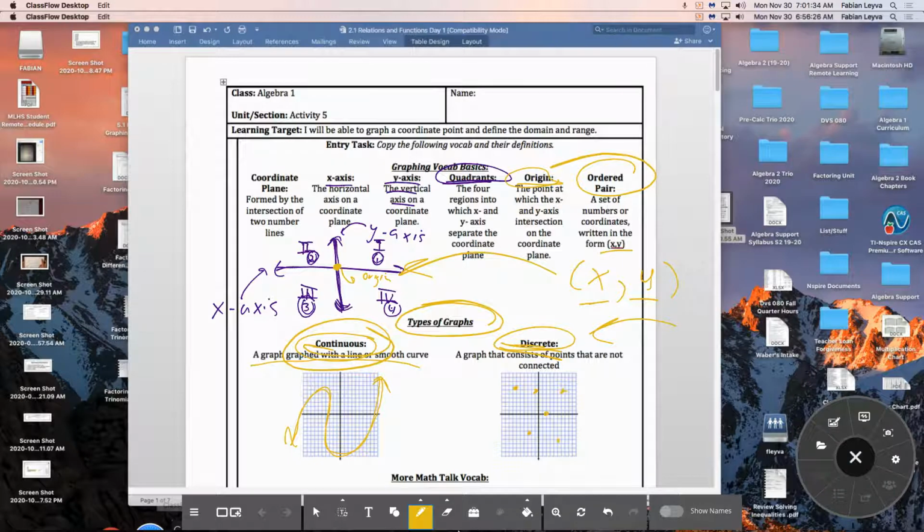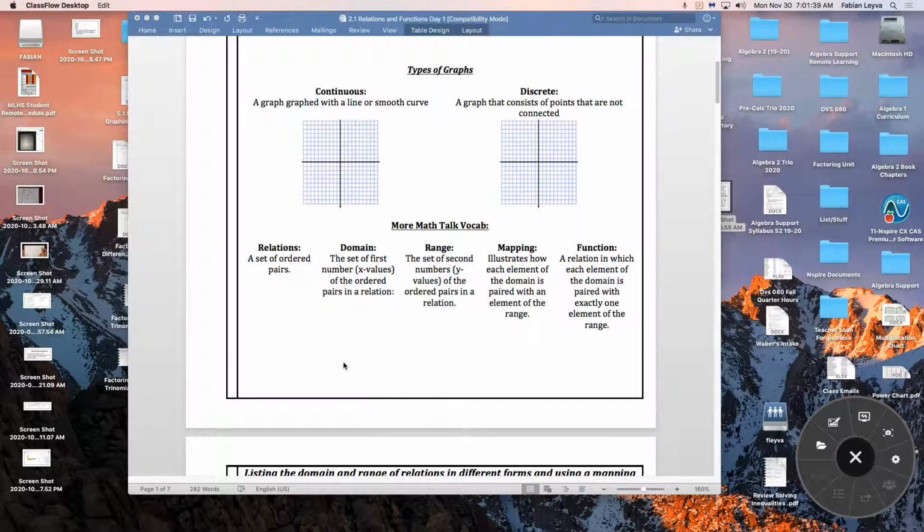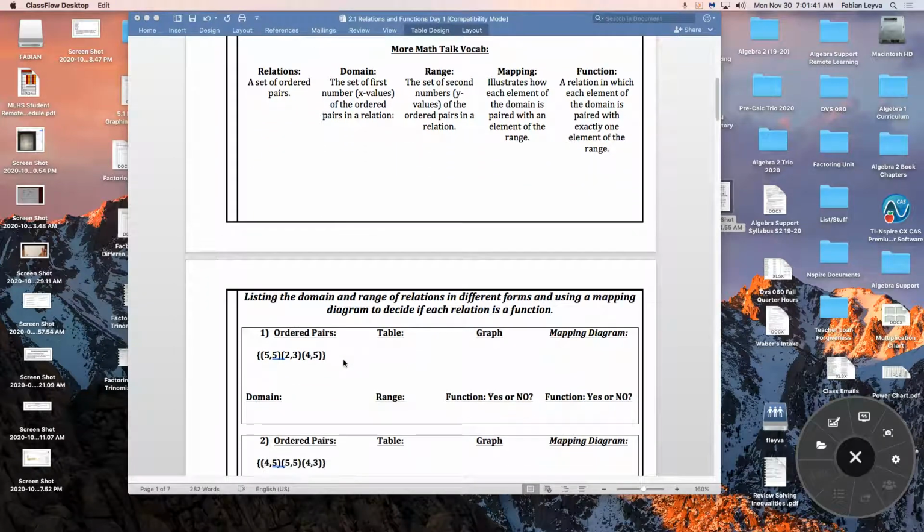And again, you could write this as any type as long as it's connected and it's a smooth curve. So there's some more talk here that I want to cover. Let me take a picture real quick.